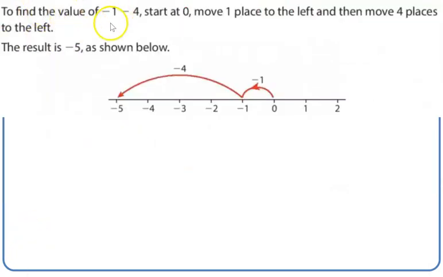To find the value of minus 1 minus 4, start at 0, move 1 place to the left, and then move 4 places to the left. The result is minus 5, shown below. So we start at 0, to minus 1, we move 1 place to the left, and then to minus 4, we move 4 more places to the left, and we get to minus 5.